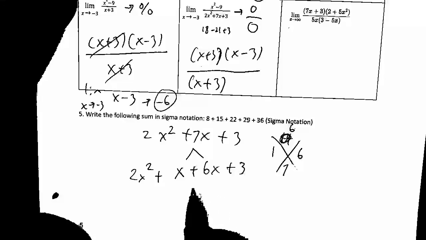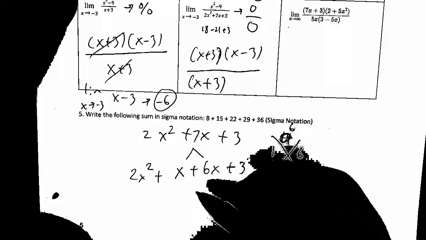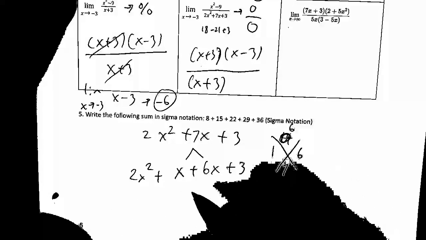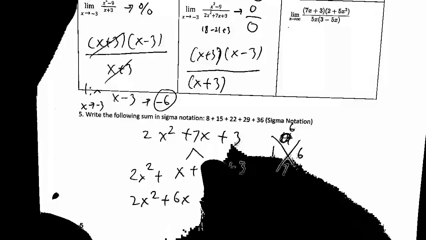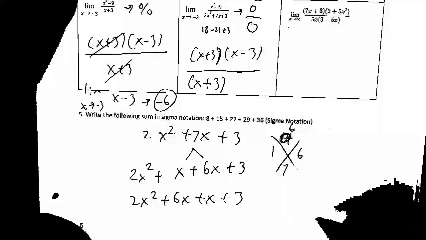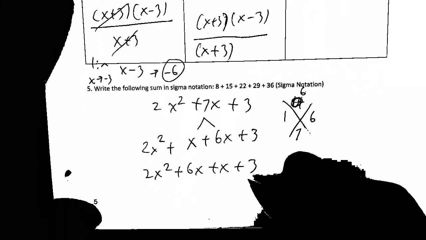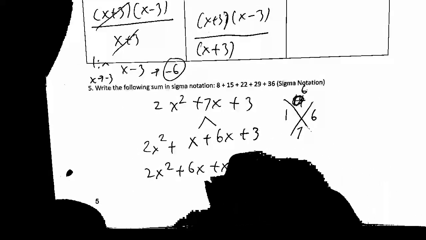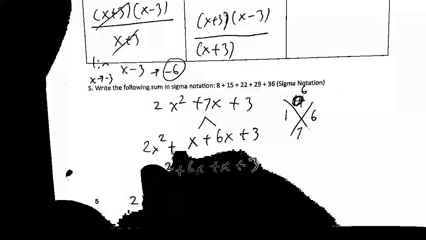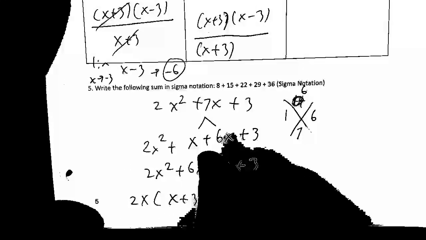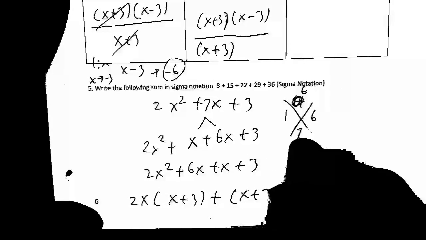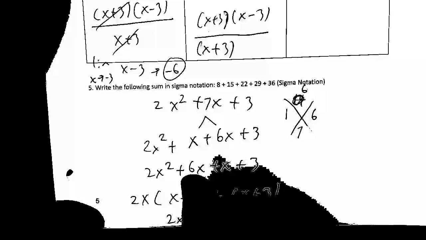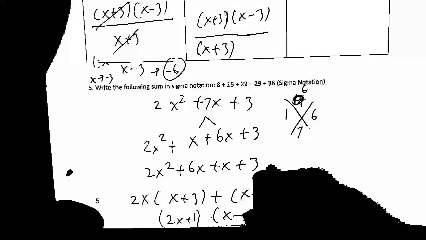This doesn't look great because of the way we're going to factor. I'm actually going to switch these. So we're going to write it as 2x squared plus 6x plus x plus 3. This is better. Then here we can take out a 2x out of the left: 2x(x plus 3), plus x plus 3 here. So our factors are 2x plus 1 and x plus 3.